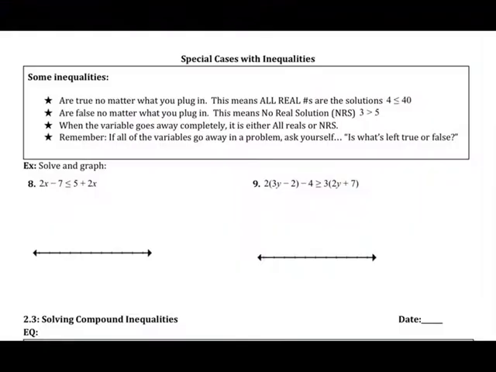The very last thing we're going to talk about are special cases. So if you remember in Unit 1, sometimes we got weird answers like no real solution and all real numbers. So I'm hoping you're thinking, does that happen with inequalities? What does it look like? And the answer is yes, it does happen with inequalities. It is possible that in the process of solving, all of your variables go away and you're left with something like 4 is less than or equal to 40 or 3 is greater than 5.